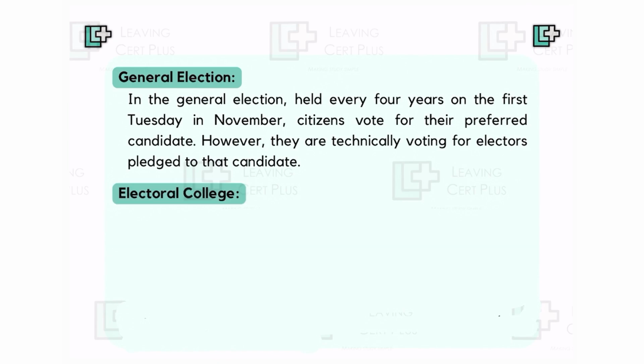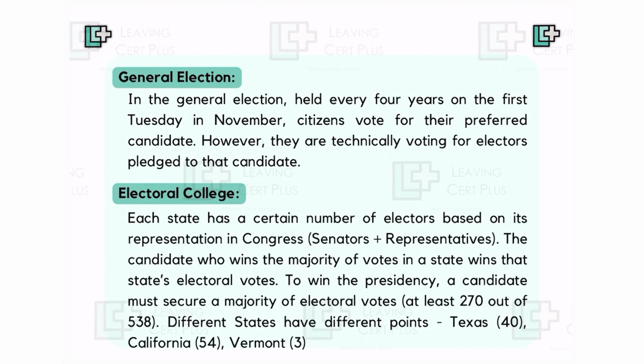How this is chosen is by electoral college. The electoral college is essentially the point system in the US voting elections. Each state has a number of electors based on its representation in Congress, so senators plus representatives. Every state has 2 senators, so every state will have at least 2 points. The candidate who wins the majority of the votes in that state wins that state's electoral votes.